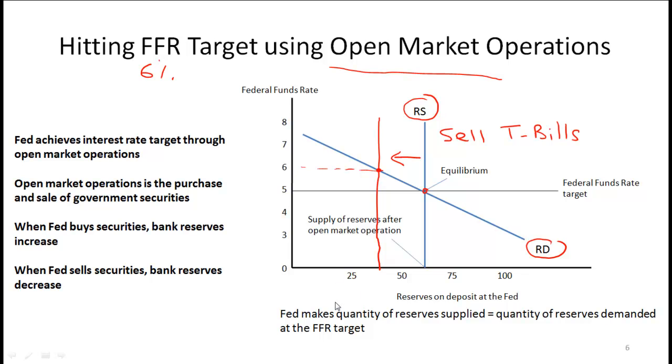So essentially, the Fed makes the quantity of reserves supplied equal to the quantity of reserves demanded at the federal funds rate target, which in our example was 6%.